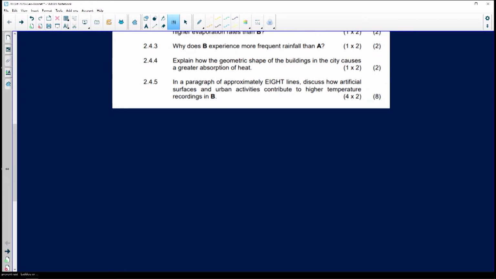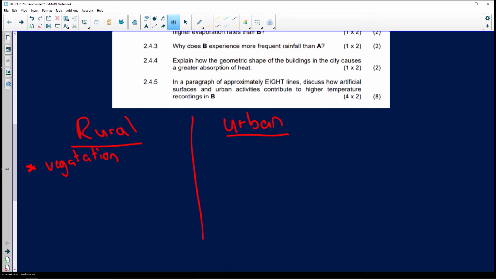Now, before I go look at the questions, let's just quickly discuss it. Okay, why do you think that urban areas experience warmer temperatures than rural areas? Now, first of all, I'm going to draw a table, and we're just going to differentiate. We're going to label it. Okay, there's our rural areas, and we have our urban areas. Now, first of all, our first point, there's more vegetation in rural areas. Okay, when I talk about vegetation, I'm talking about trees and plants.